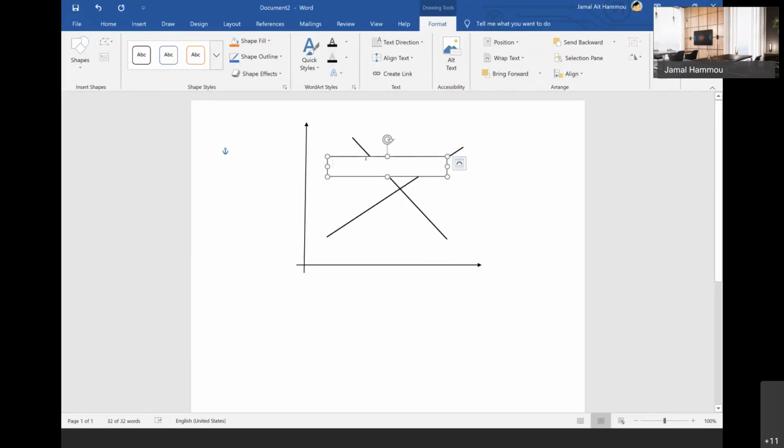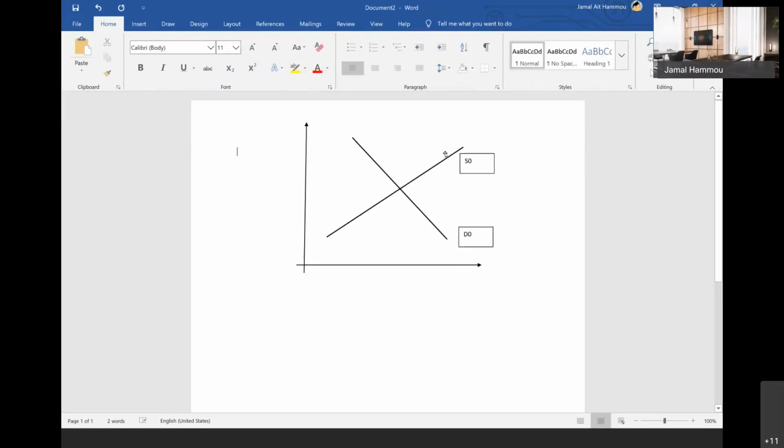If you have a touch screen, it'll be much easier. But if you don't, it's okay. You can just try with S0. That's the supply curve. And then I will have the demand curve right here. Okay, so now you see you have supply and demand. I will put a price also.